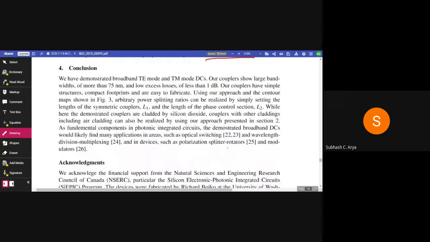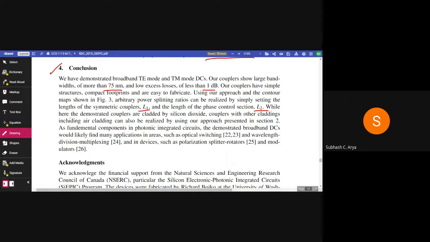Now coming to the conclusion. We have demonstrated broadband TE mode and TM mode directional couplers. Our couplers show a large bandwidth of more than 75 nanometers and an excess loss of less than 1 dB. Our couplers have a simple structure, compact footprints, and are easy to fabricate. Using our approach and the contour map shown in figure 3, arbitrary power splitting ratio can be realized by simply setting the length of the symmetric couplers L1 and the length of the phase control section L2.